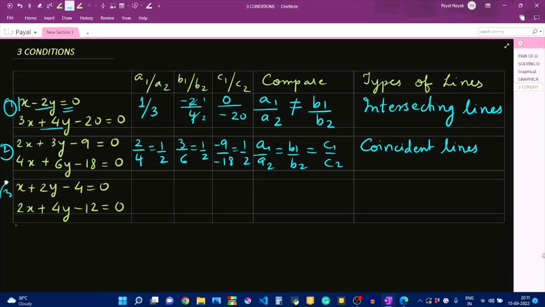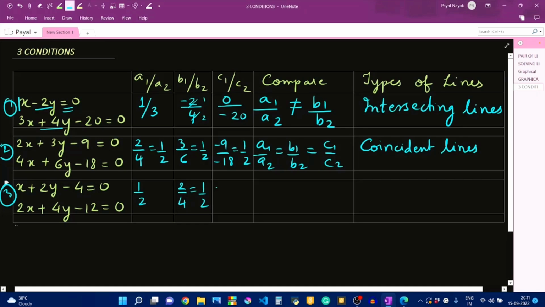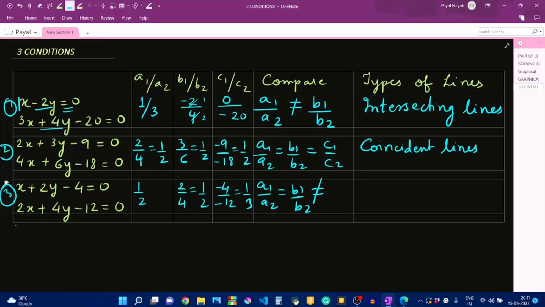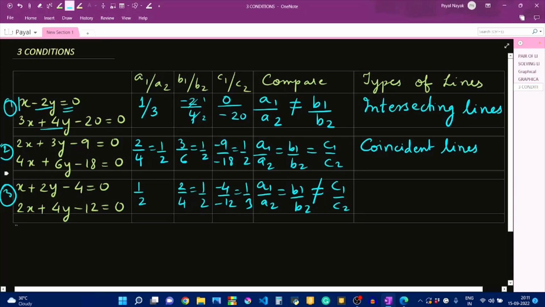And the third equation: here the ratio a1 by a2 is 1 by 2, then b1 by b2 is again 1 by 2, but c1 by c2, that is minus 4 by minus 12, is 1 by 3. So here you can see a1 upon a2 is equal to b1 by b2, but it is not equal to c1 by c2. So this type of lines that you get are the parallel lines.